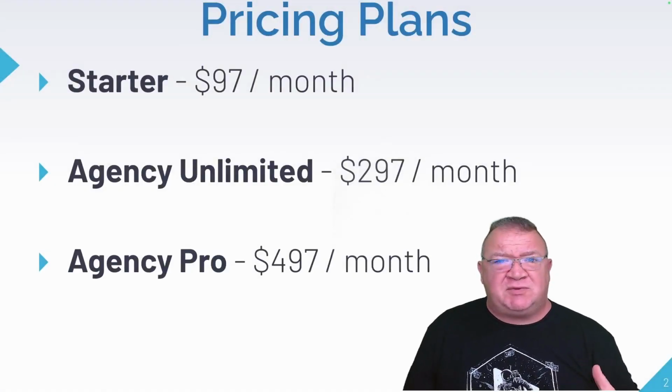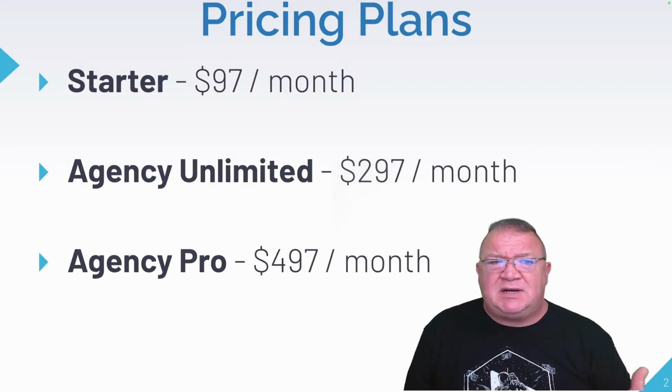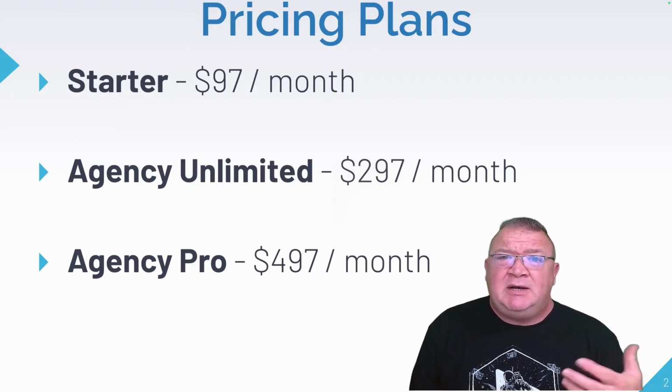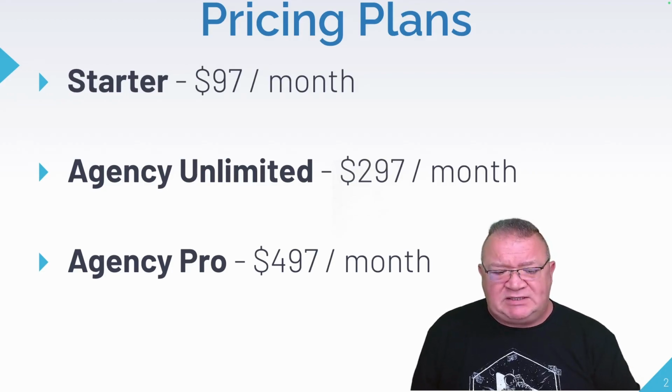GoHighlevel, first of all, has three plans: Starter, what they call Unlimited, and then Pro, oftentimes called Agency Unlimited or Agency Pro. But here are the prices that you see on the screen for your convenience: $97 a month, $297 a month, and then the Pro is $497 a month.